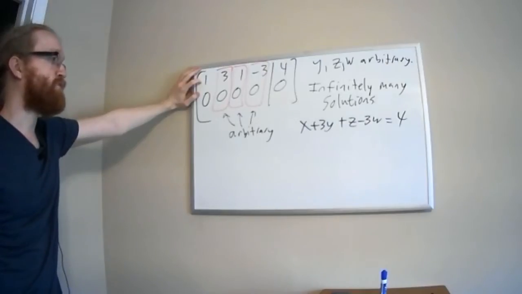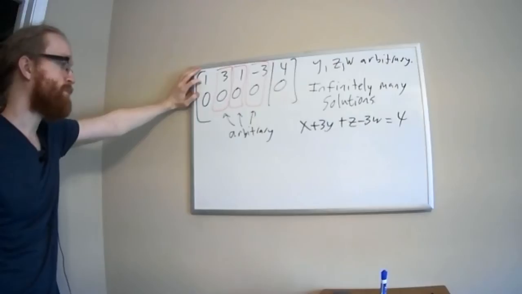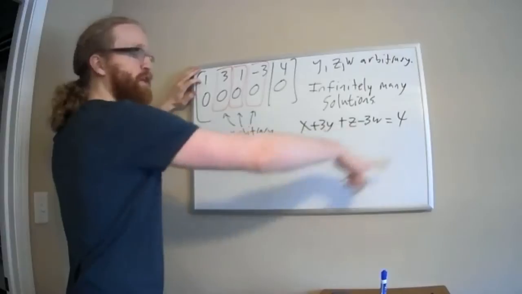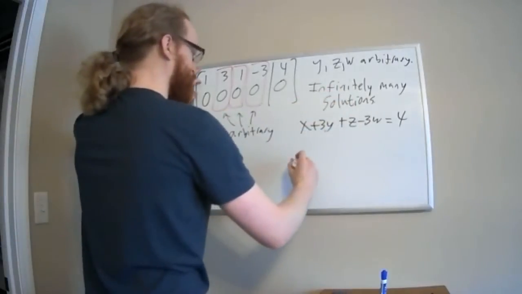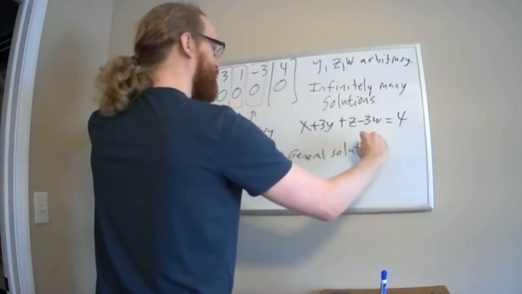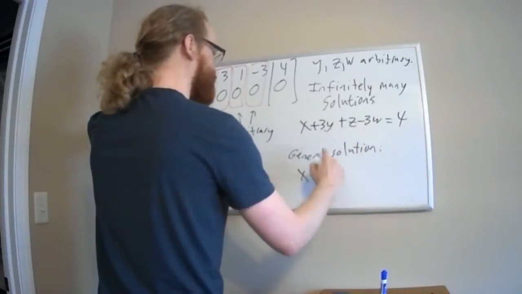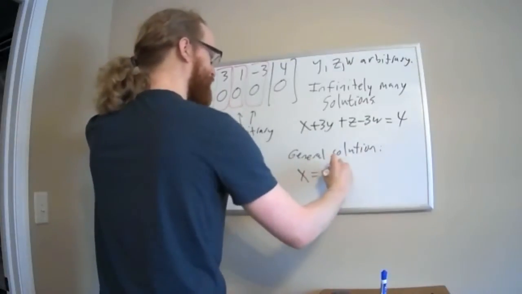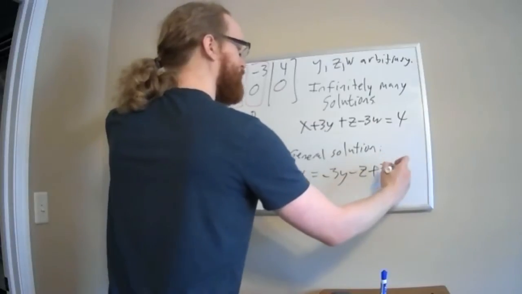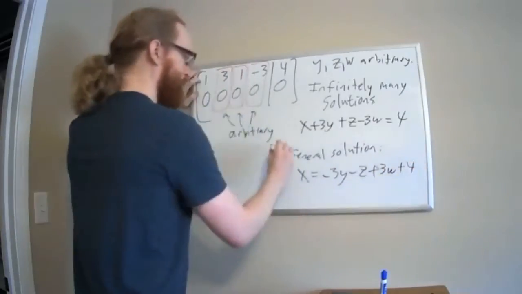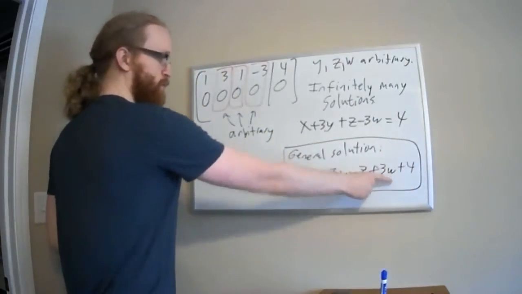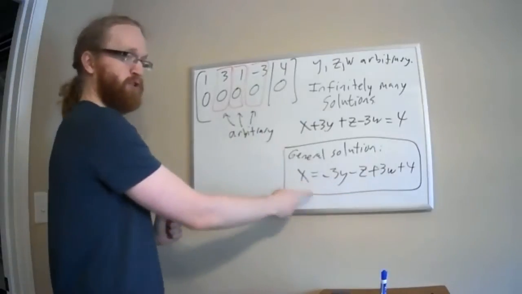Now, to represent all of my solutions, what I'm basically going to do is just get x by itself in this equation. So I'm just going to subtract these other terms to the other side. So my general solution, which is the term I've been using, is going to look like this. x equals, I subtract over 3y, I get negative 3y minus z plus 3w plus 4. So notice I've moved all of the arbitrary variables to one side, and I kept the non-arbitrary variable on the other side.